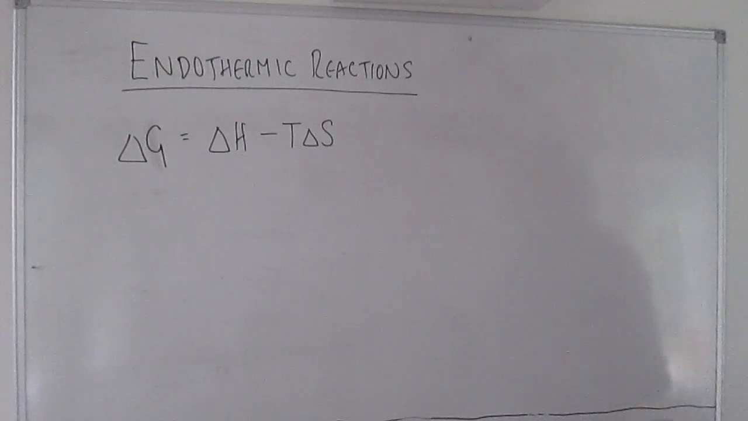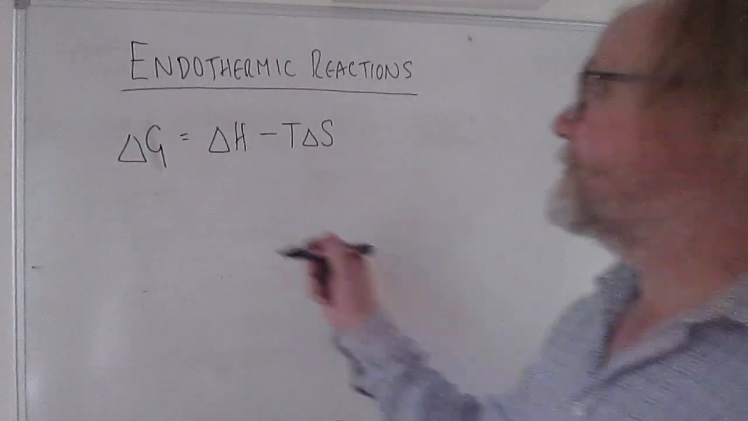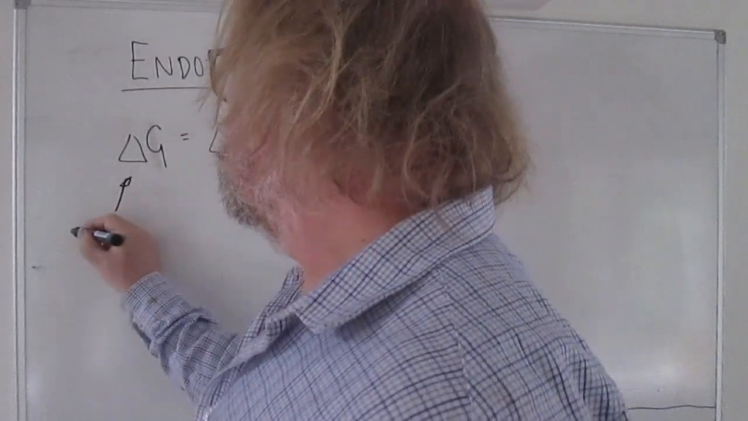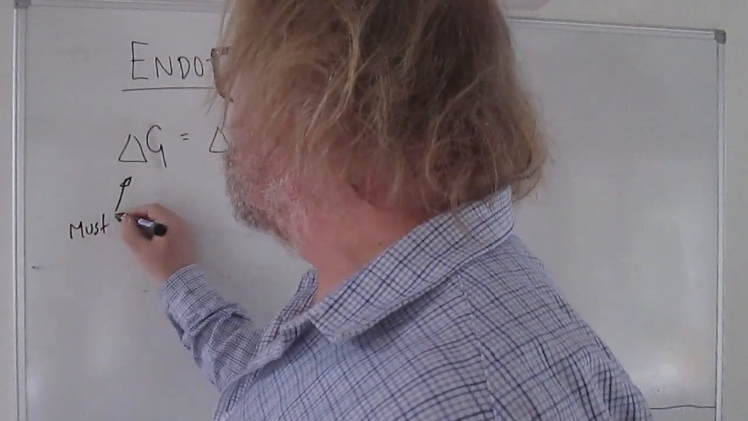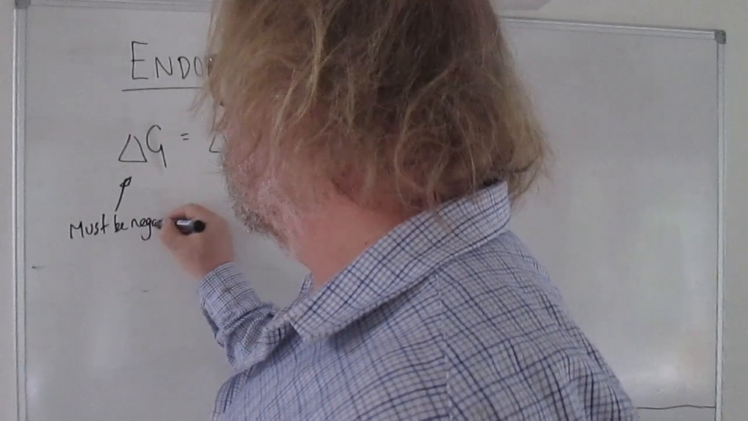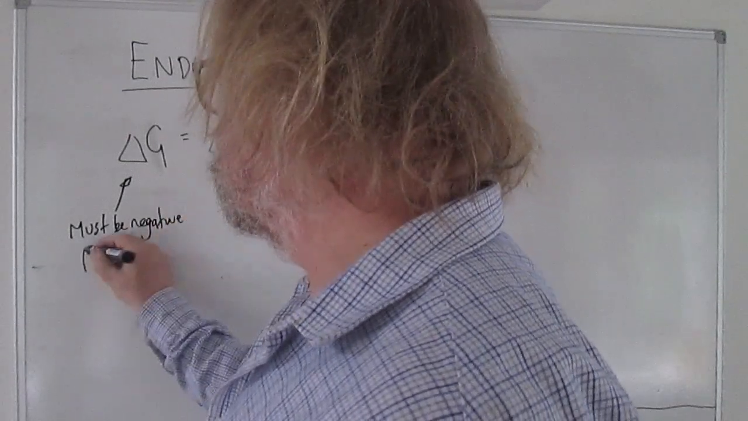So it's a weird thing, and the reason it's possible has to therefore be to do with entropy changes, because in terms of energy it doesn't seem to make sense. So let's see how that works. The first thing is to remember what we have established, which is that delta G must be negative for a feasible reaction.